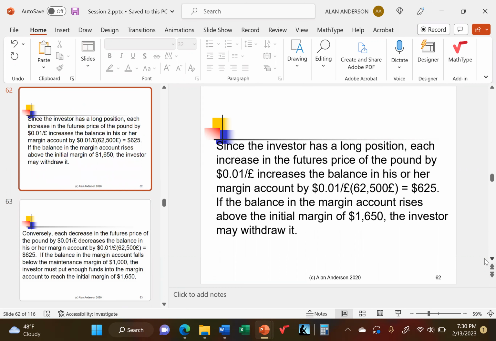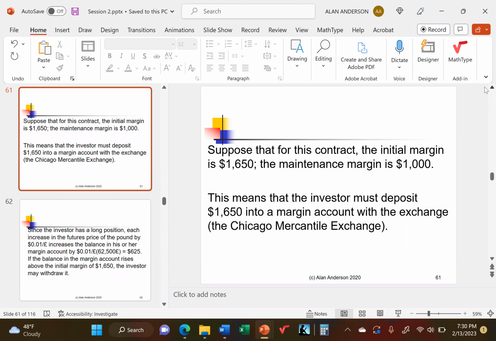Every time the price of the pound changes by a penny, that will affect the value of your position by $625. Now, the good news, though, is that if your position gains in value, you can take some of that money back as long as the balance in your account does not fall below $1,650. Okay, so it works both ways. You might have to put more in, but you might be able to take some out if things are going well.